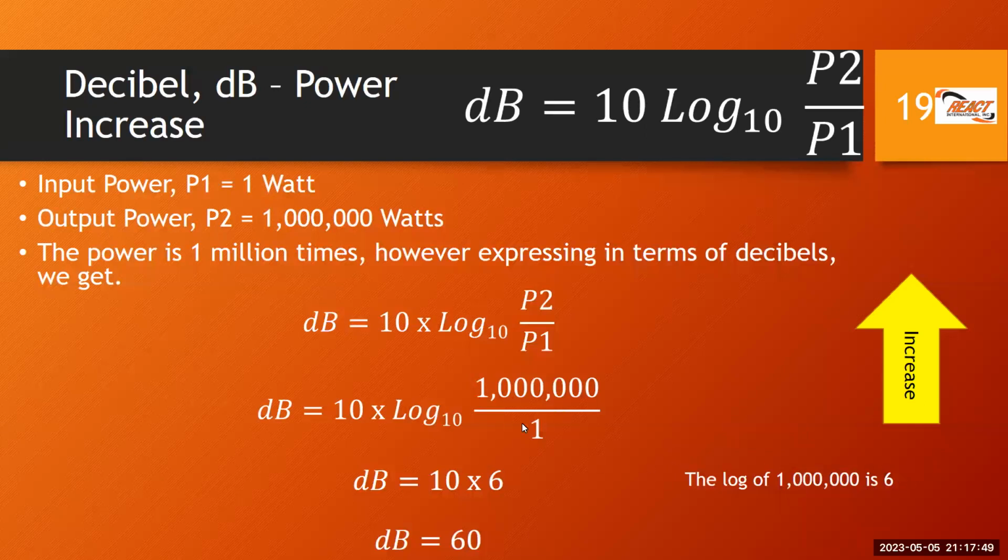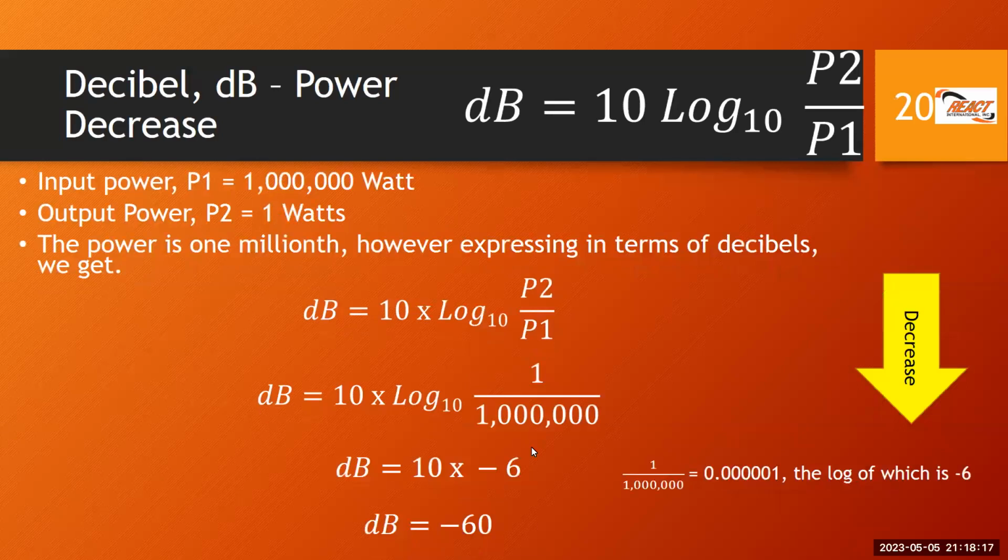So when we get that 6, we replace it into the equation here. So dB is equal to 10 multiplied by what the log of 1 million was, 6. And 10 multiplied by 6 is 60. So this is how we can see that a power increase of 1,000,000 times, from 1 watt to 1 million watts, is 60 dB. So let's do the reverse.